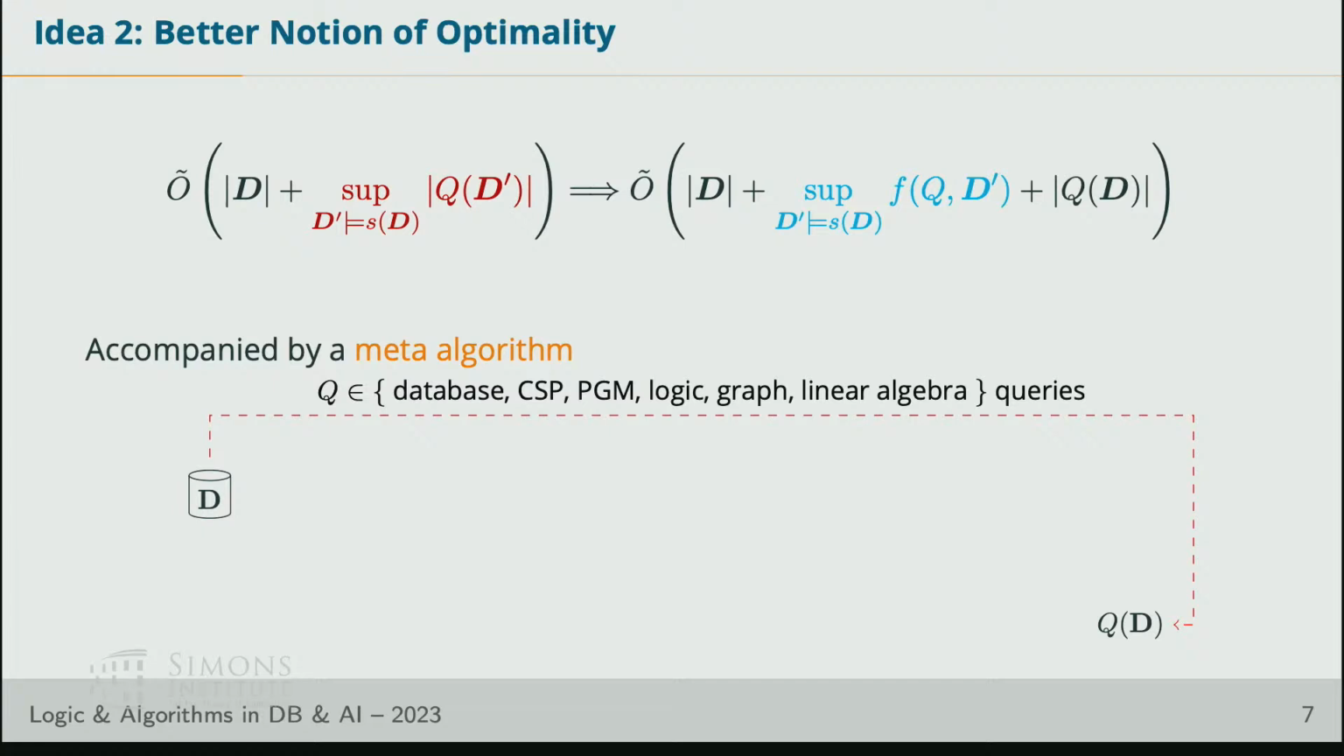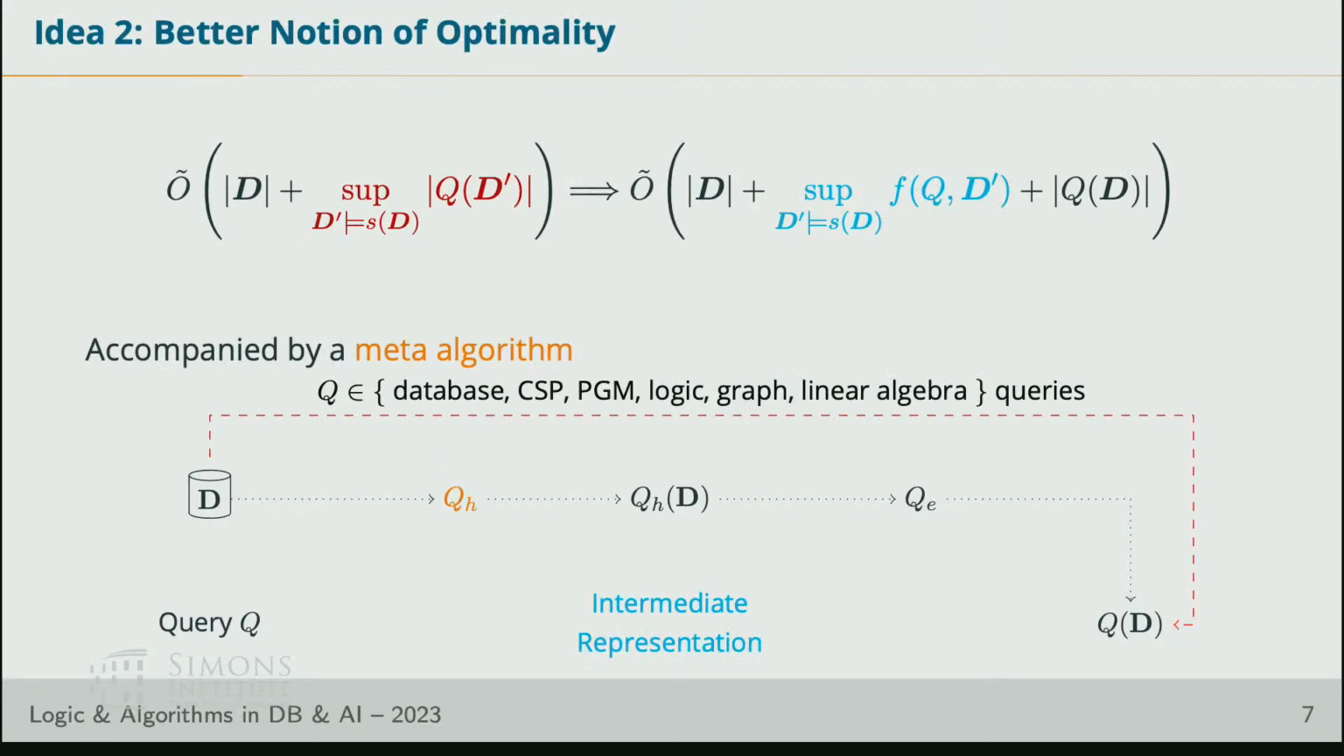Okay. Now this is only good if it's actually accompanied by an algorithm to somehow achieve this bound. So I'm going to talk about a class of algorithms to achieve this bound. The framework goes like this. We have a database D. We are supposed to answer this query Q, which is a sum product query. And then this is the output, right?